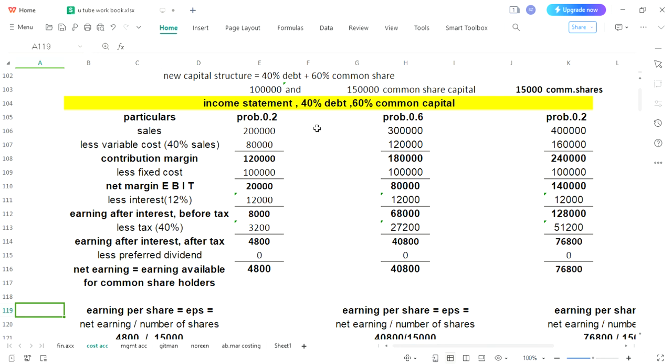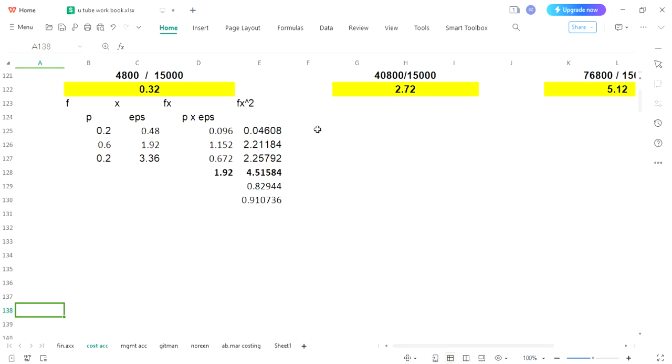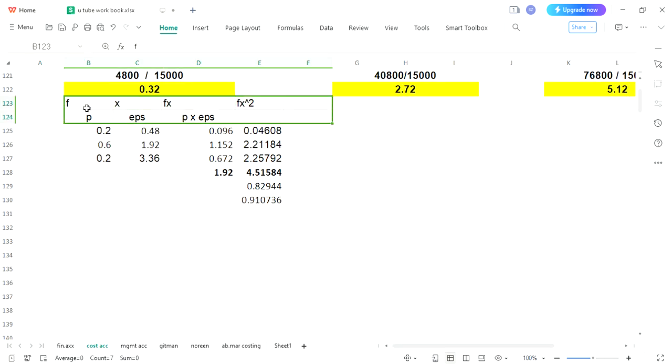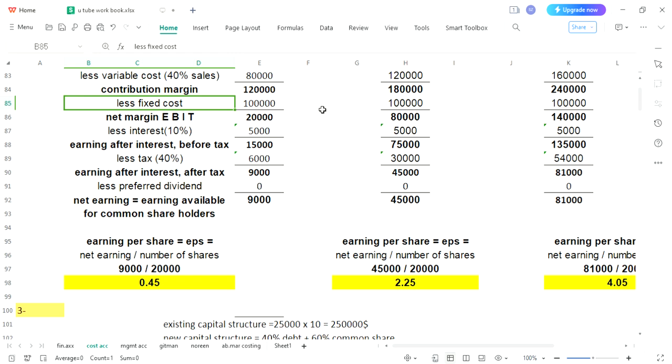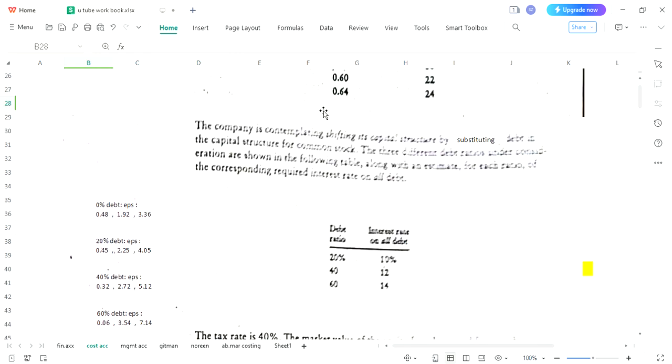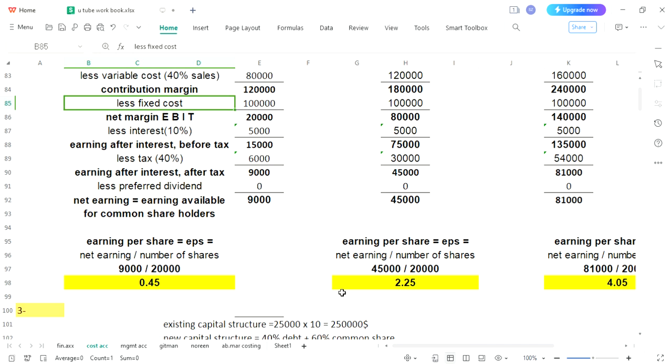So up till this we have completed our solution, and we are now going to calculate our next procedure, where we will see what happens when your debt ratio has been increased. This is your debt equity ratio. Out of total capital structure, 40% debt was taken. And as you know, at the last stage we need to make income statements and EPS for 60% debt.